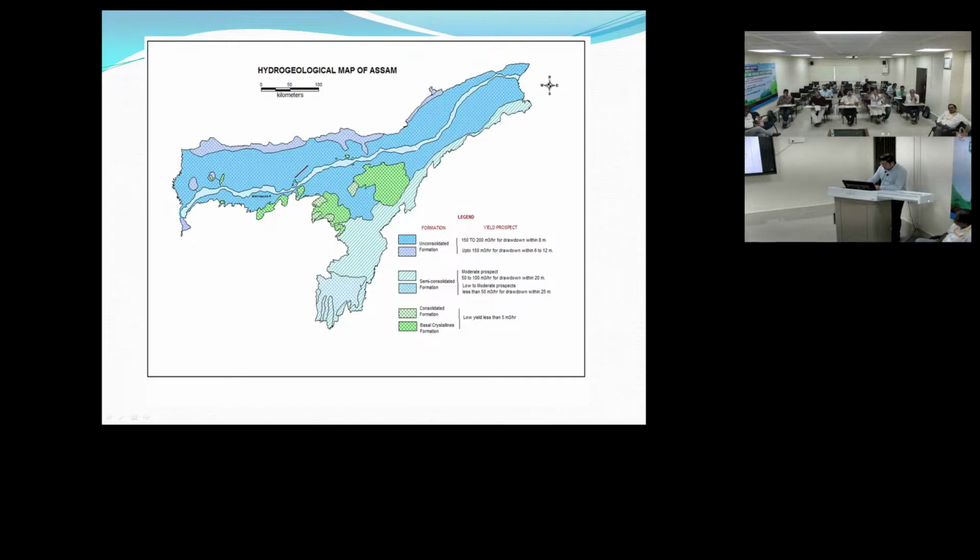As you can see, this blue portion is mostly the Brahmaputra Valley and the Barak Valley. In this portion there are unconsolidated formations, and in the southern part, you can find in the NC Hills region all these semi-consolidated formations, and in Mikir Hills, which is a part of Goalpara and all, you can find a basal crystalline formation, consolidated formation.